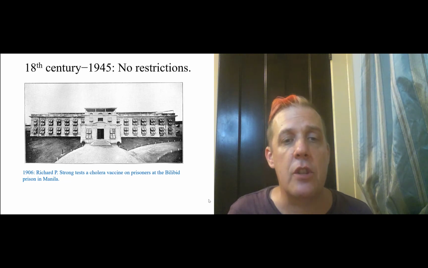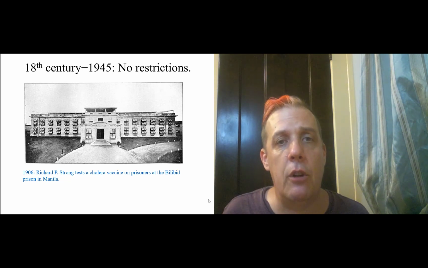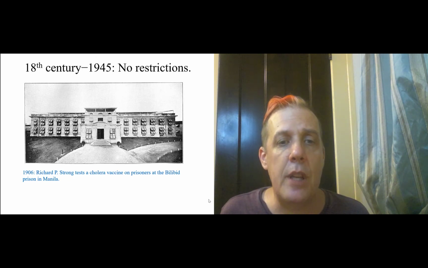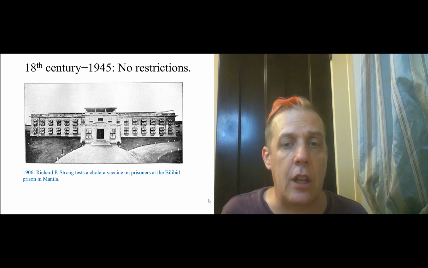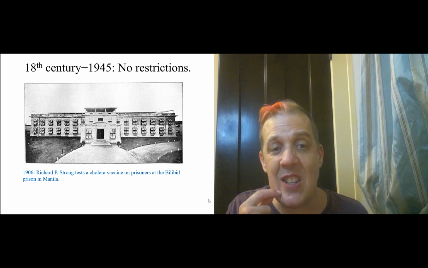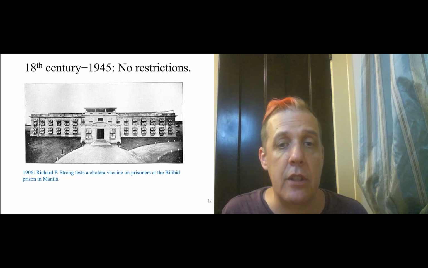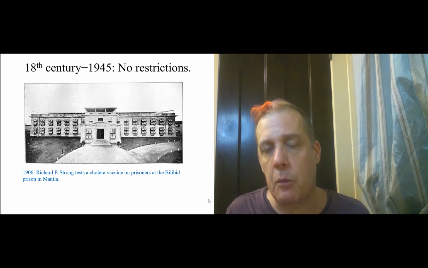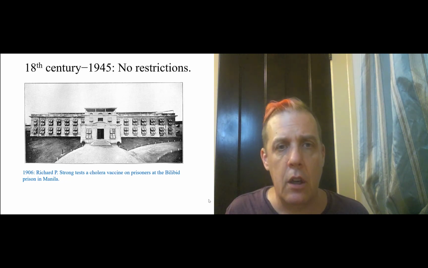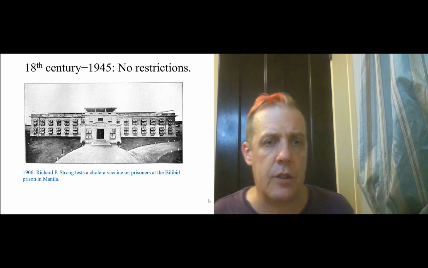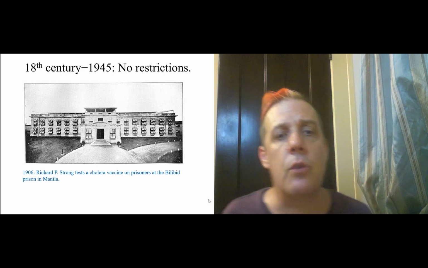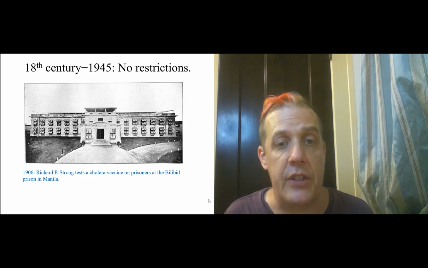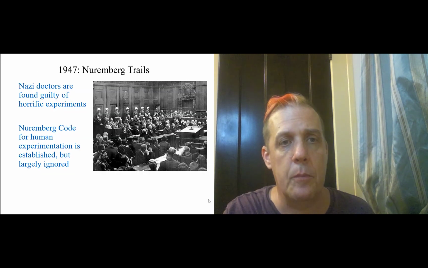So in 1906, the United States is a colonial power occupying the Philippines, and a guy named Richard P. Strong decides to test a cholera vaccine on prisoners in the Bilibid prison in Manila. What he does is give them the vaccine, then give them cholera, and in exchange for their contributions to medicine, they were given cigarettes. But in any case, this is the sort of experiment that could be conducted. You would just intentionally expose prisoners to disease, and no one cared.